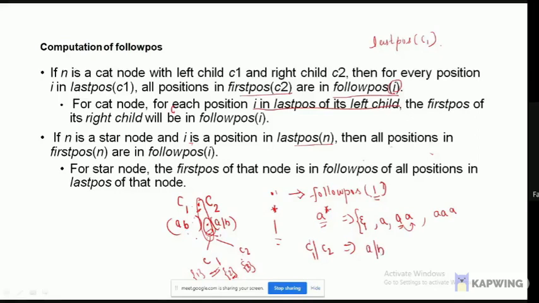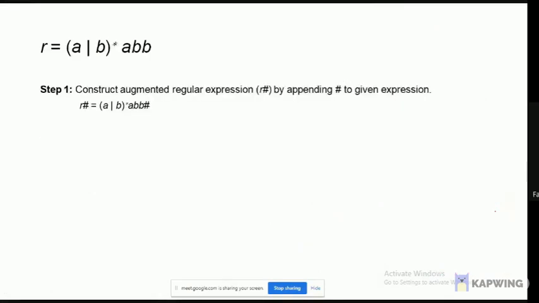If I have a regular expression A or B alone, when I generate a string, shall I create a string like this? Is it acceptable? No, ma'am. What are the strings generated by this regular expression? Either A or B. So we cannot generate follow position for this operator. Clear? So follow position can be obtained either from the star node or from the concatenation node. Clear? Let me show you an example.